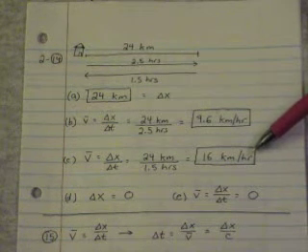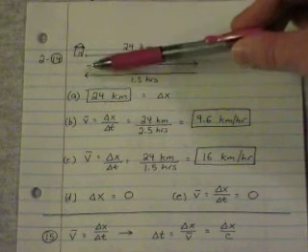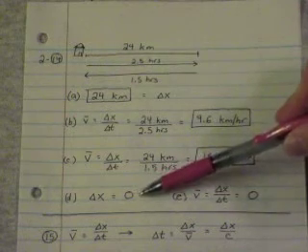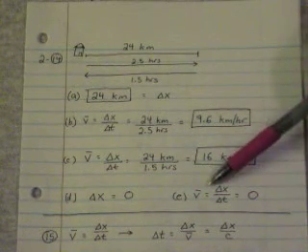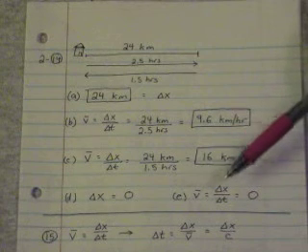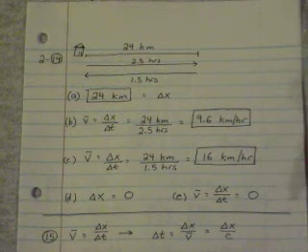D asks, what is the displacement for the entire trip? You finish where you started, so there's no difference between starting and finish point, so the displacement is 0. And E, average velocity for the entire trip, is the displacement of 0 divided by time, so it becomes 0.